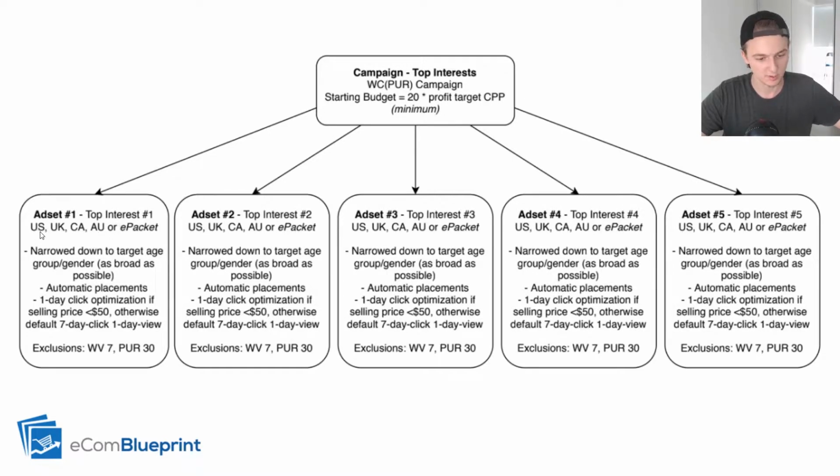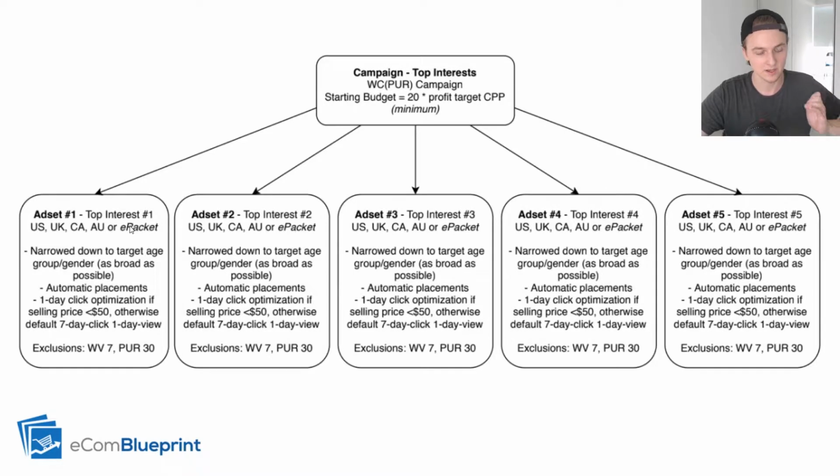You want to target the top 4 countries: US, UK, Canada, Australia, or all the ePacket countries. This is up to you. But if you really want to scale, the best is ePacket, right? Because this is the broadest audience. So if you want to scale, use ePacket. If you're still just getting started and you want the maximum profitability, then the T4 is probably best. And so this is just your top interest number 1.